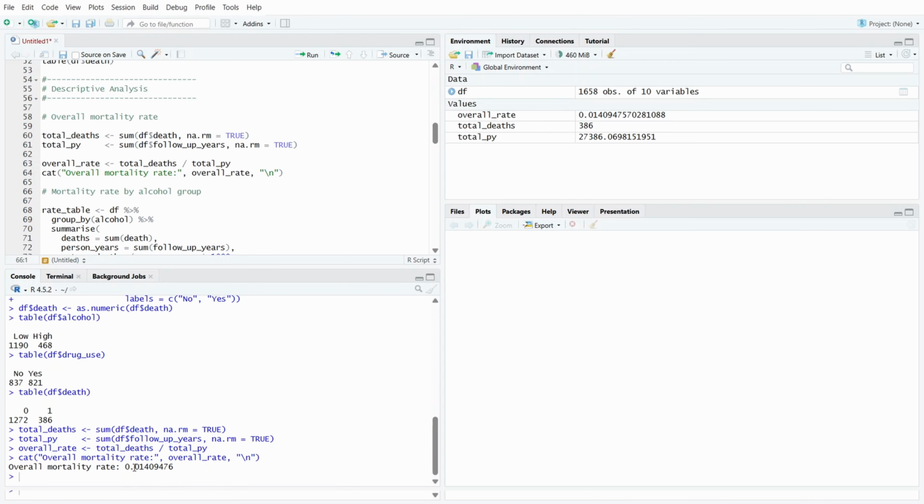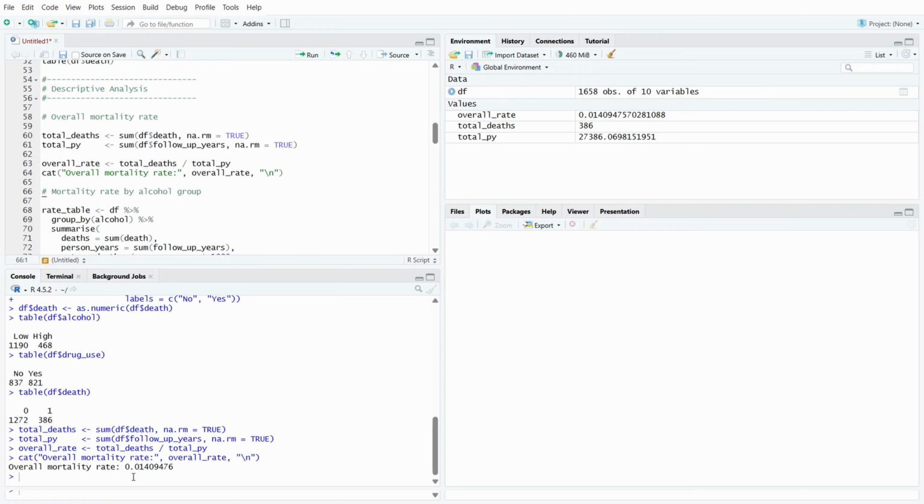The result is 0.014 deaths per person year. What does this mean? It means that on average, there are about 1.4 deaths per 100 person years of follow-up. In public health terms, this is a rate, not a probability. So it accounts for both the number of deaths and the amount of time people were at risk.